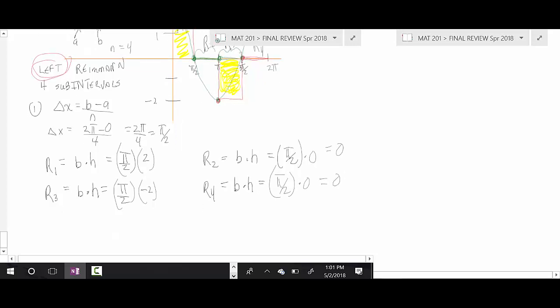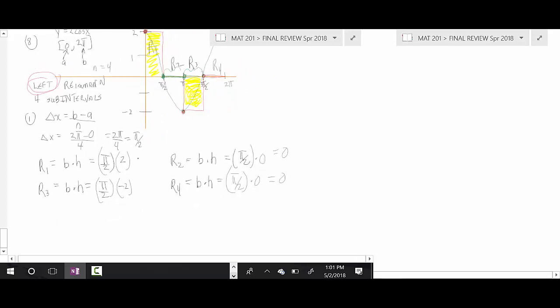Now what happens on this is this is going to give you pi. This is going to give you negative pi. So the total area is going to be what on this problem? You may have suspected that from the beginning. If you have a sine or cosine, you do have some symmetry depending on where you're integrating from. So what would happen here is you'd have pi plus negative pi plus 0, so it's equal to 0. Now, what if we did more and more subintervals on this?